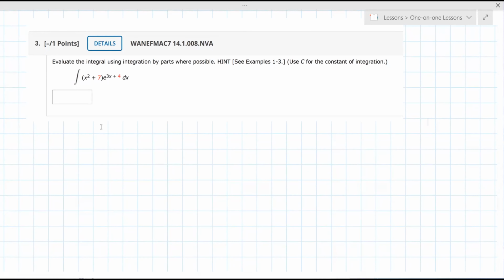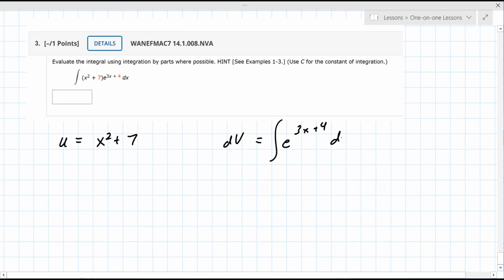Right. So this is another one of those where your u is the polynomial in front of the e. Your dv is the other thing, the integral of that. So the du here, the derivative on the left, is 2x. On the right, this is a u substitution problem. So they can have those within these integration by parts problems. So I can write out the answer here, but I'm not sure how helpful that would be.